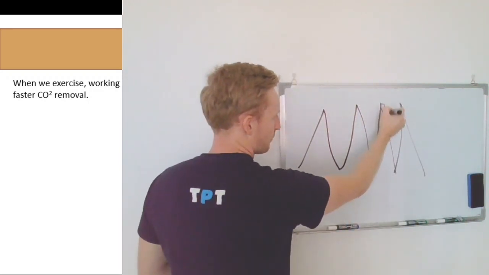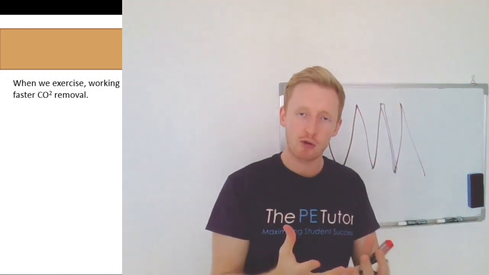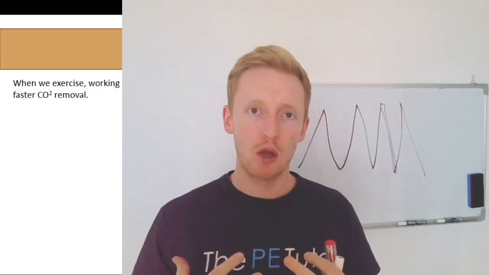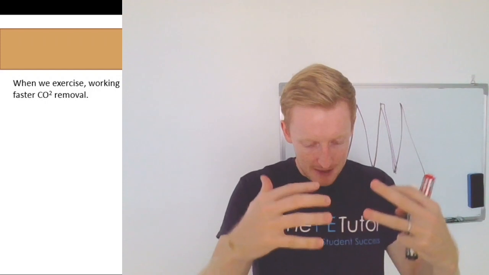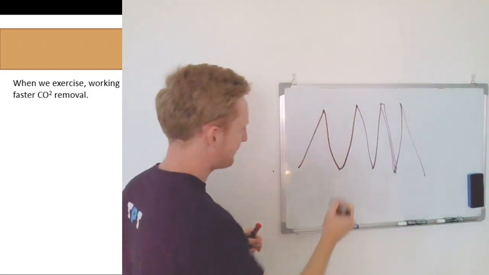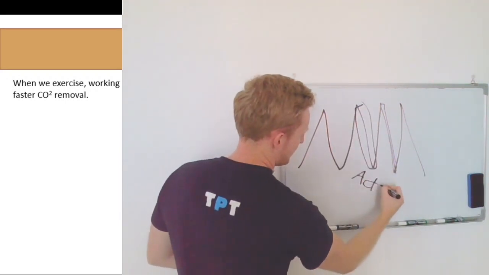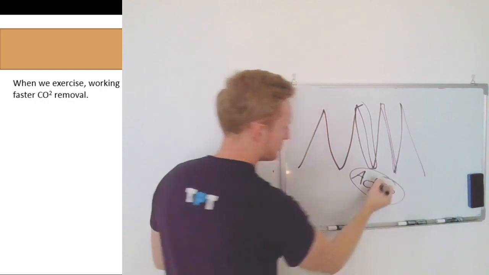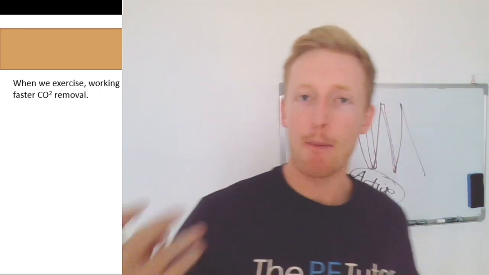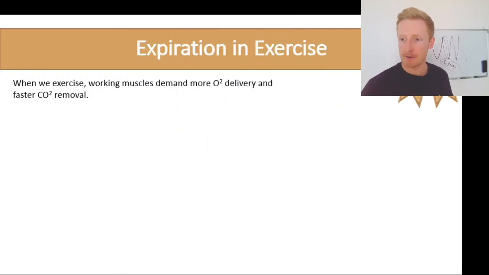So expiration has to switch from this once passive process of just letting gravity do the job. We have to switch from it being passive to active. We have to create this exhalation. We have to make this an active process. We have to force it. We have to engage muscles. We have to involve expiratory muscles.